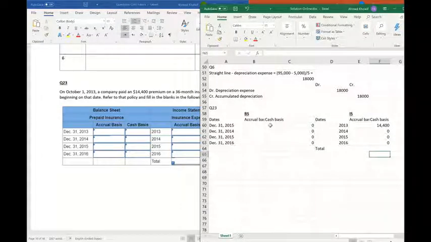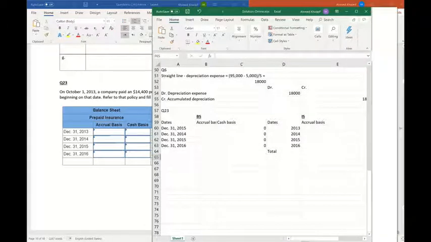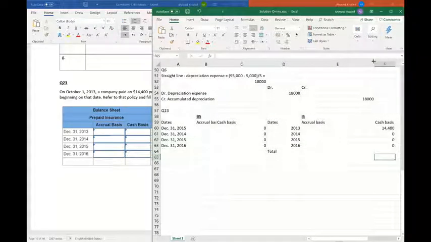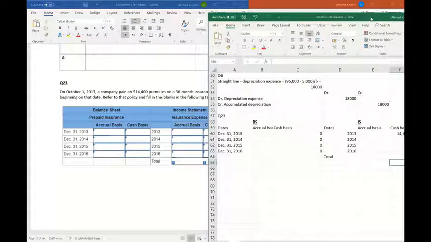Okay, so this is merely an easy way, but it is not recognizing the actual use of the insurance. So the insurance here is merely covering 3 years. So the insurance here is merely paid for 36 months.